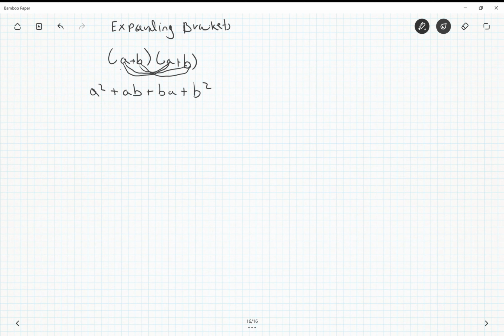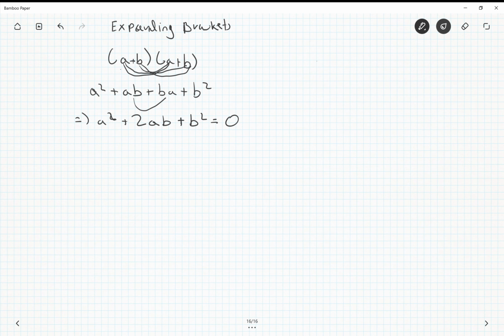So what we realize here is that a times b and b times a is exactly the same thing. So this equation actually simplifies into a squared plus 2ab plus b squared equal to 0. So that is the equation we get at the very end. So let's put this to the test.